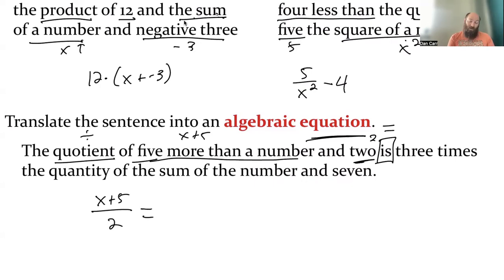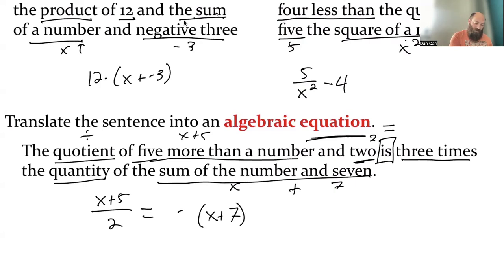There's where my equal sign comes in. 3 times the quantity of the sum of a number and 7. So just like I did before, the sum of a number and 7 looks like this. I'll do x plus 7 like that. And now I want to take 3 times that. We're going to put that in parentheses, because if I want to take 3 times the sum, I've got to make sure I'm adding those two things together first. So that's what it looks like here.